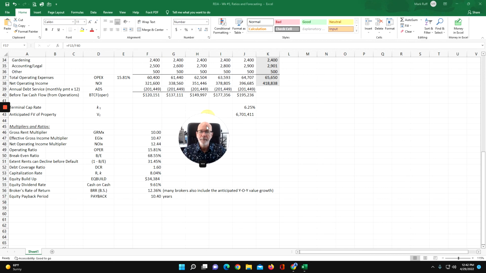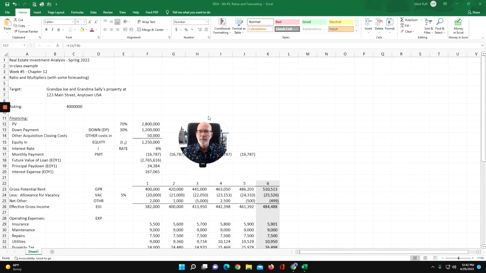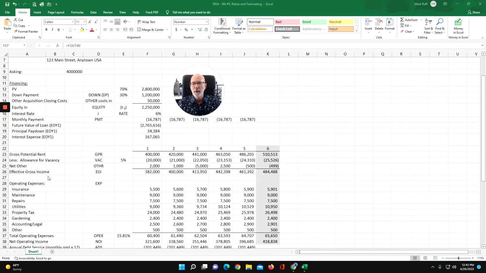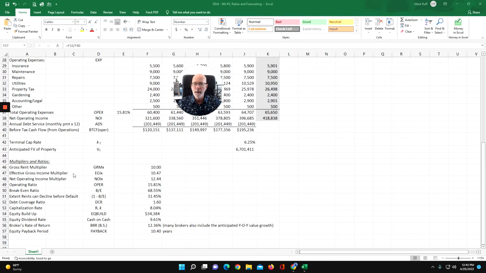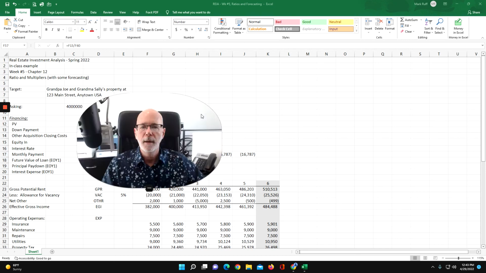Okay, so that pretty much in a nutshell explains the ratios and multipliers that we talked about last night in class. Remember, we always want to reconstruct an operating statement and then determine the financing scenario, and then run these numbers through these ratios and multipliers. This is fairly straightforward stuff, and especially when you know what these numbers mean, it becomes much easier then to interpret the relative investment merit of this property versus another one.